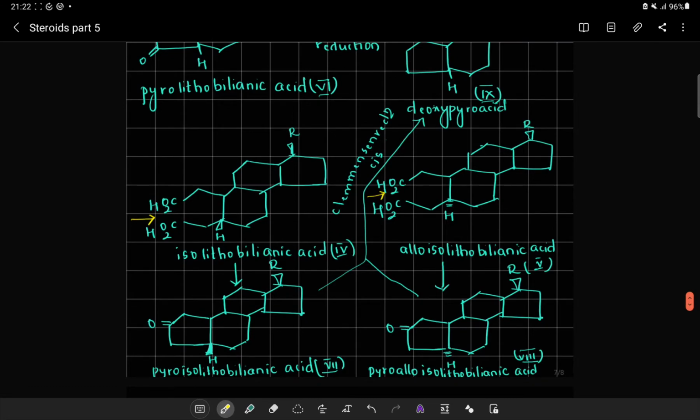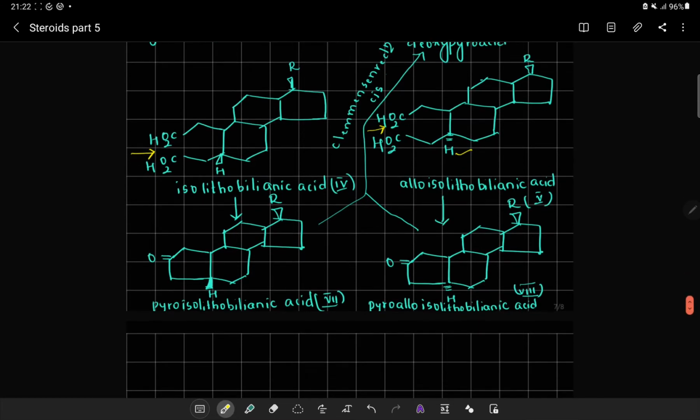Next, when I took up isolithobilianic acid, that is compound number 4, we can observe that because there is a proton at position number 5 which is above the plane, it is simply isolithobilianic acid, compound number 4, that has been formed because of the cleavage between position number 2 and 3. The next compound is alloisolithobilianic acid, because at position number 5 the proton is below the plane. These we have already seen in the previous discussion, giving us compound number 4 and 5 respectively.